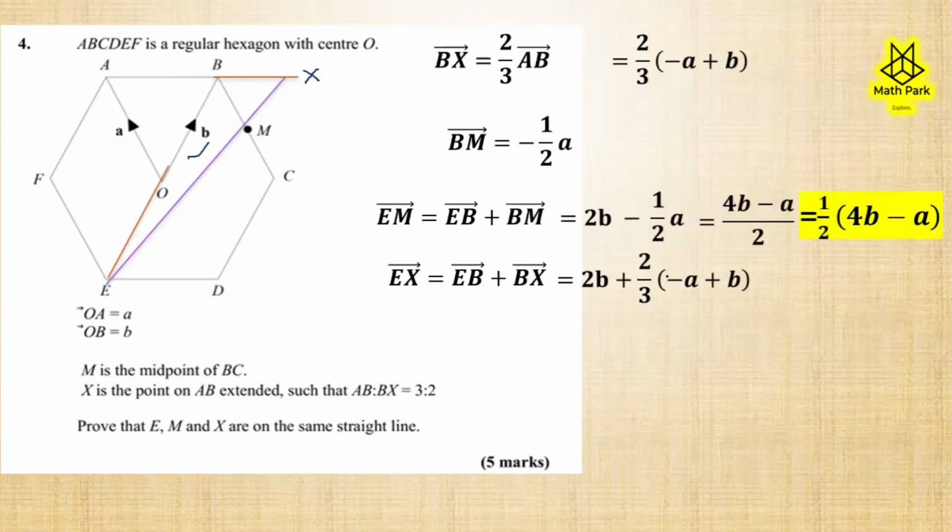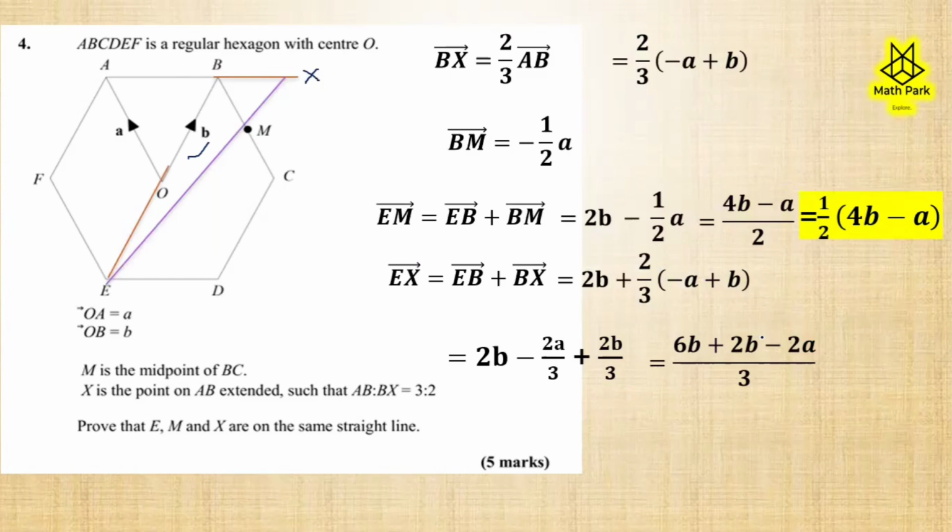So expand this bracket, 2/3 times minus A is going to be minus 2A upon 3 and 2/3 times B is going to be positive 2B upon 3. 3 twos are 6B minus 2A plus 2B all over 3.